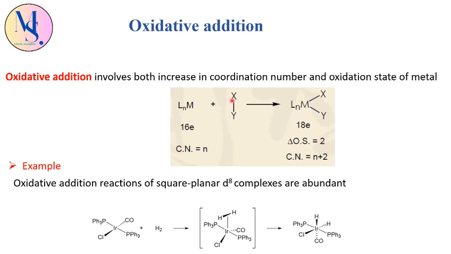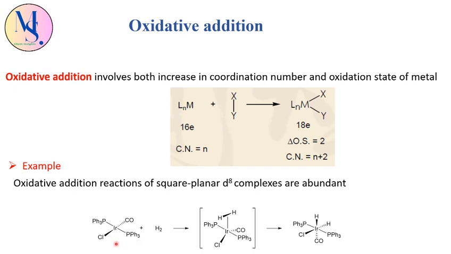If we consider this X as an anionic ligand and this Y is also an anionic ligand, both of these anionic ligands will carry -1 and -1, that is -2 charge. So in order to compensate this -2 charge, this metal has to compensate, so its oxidation state will be increased by +2. And when ligand is added, obviously its coordination number also increases from n to n+2. Here is an example of oxidative addition reaction.